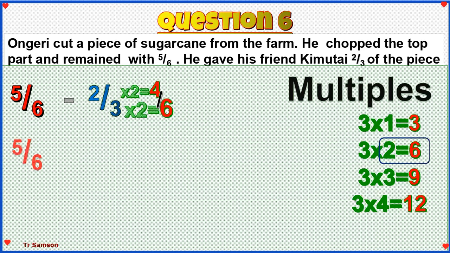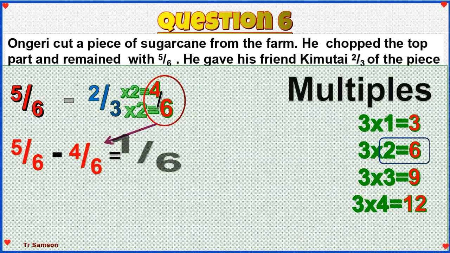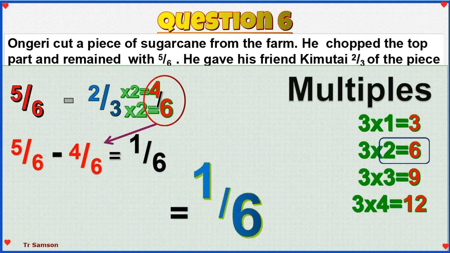So I say 5 over 6 minus 4 over 6. The denominator does not change. We do not subtract the denominators. We only subtract the numerators. So 5 minus 4 is 1. This is 1. And then we keep the denominator. So it is 1 over 6, as you can see. All right.